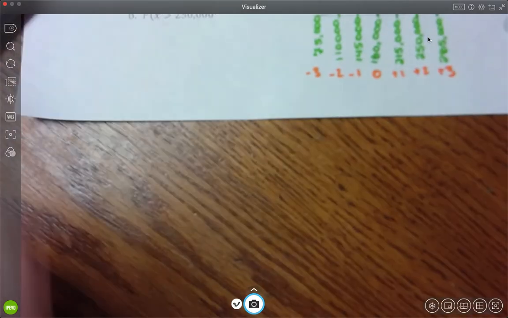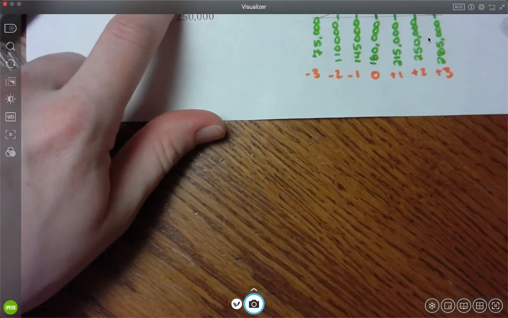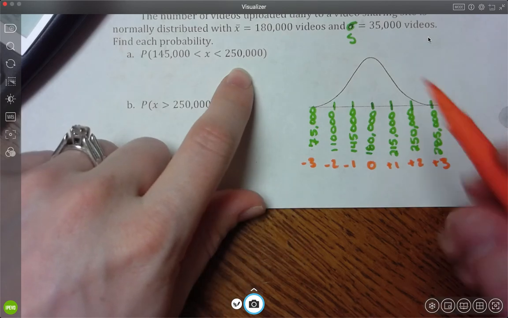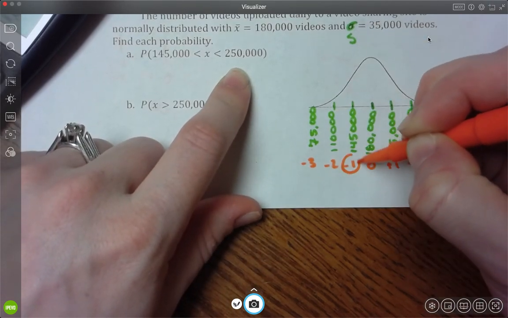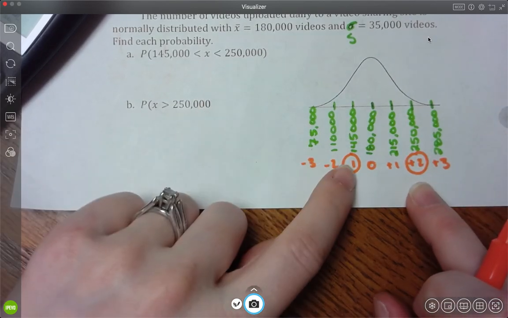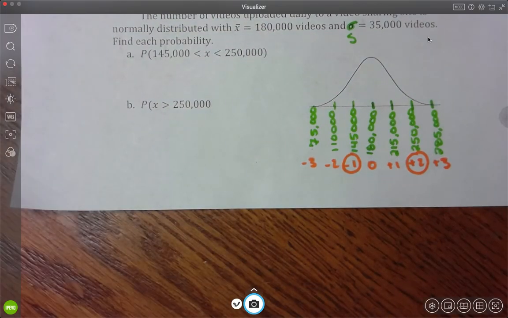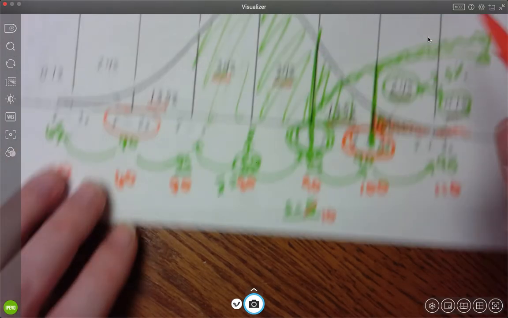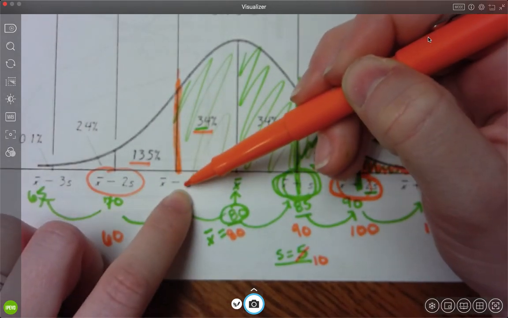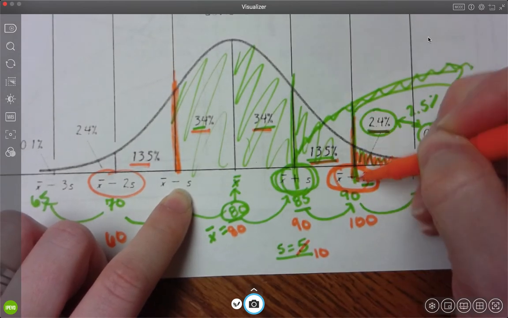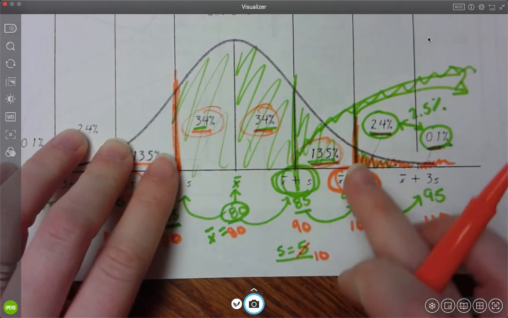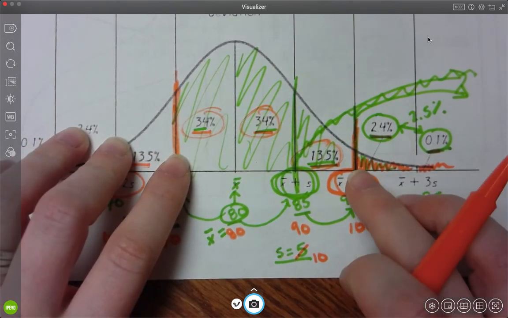Okay, so they want to know, find each probability. The probability that I have a number that's between 145,000 and 250,000. Okay, so 145,000 is here at the -1, and 250,000 is at the +2. So -1 to +2. What I'm doing is looking on my sheet here, and -1 would be at this place right here. That's -1 standard deviation. +2 right here would be at this guy. So I'm basically looking at these 3 categories here. I'm making a mess of my sheet, but -1 to +2, those 3 categories.